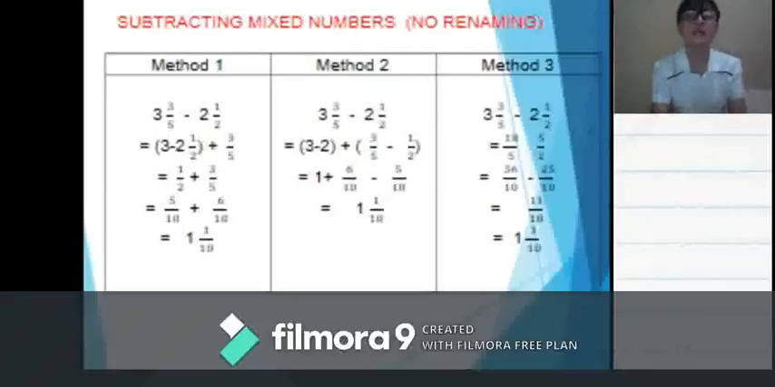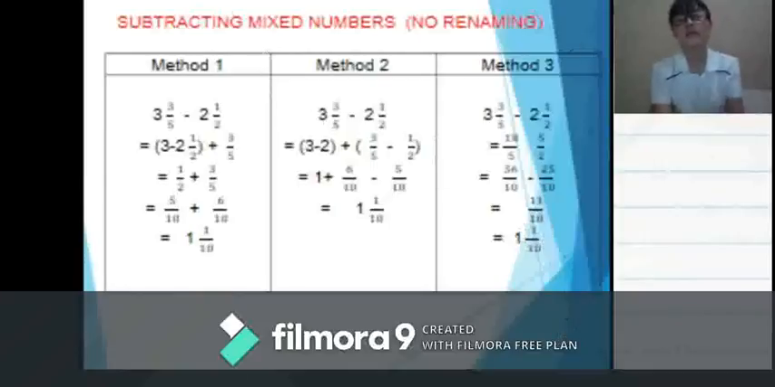This is an improper fraction, so we have to change this improper fraction to a mixed number. To make this answer in the lowest term, all you have to do is divide 11 by 10, so the answer is 1 and 1/10. And this would be our answer for this subtracting mixed number without renaming.